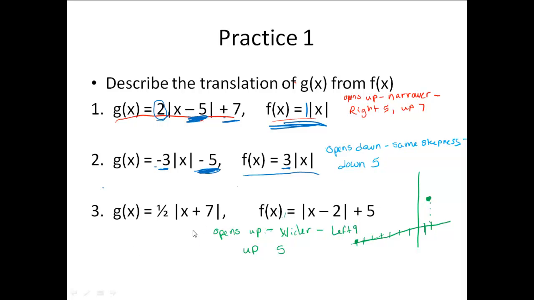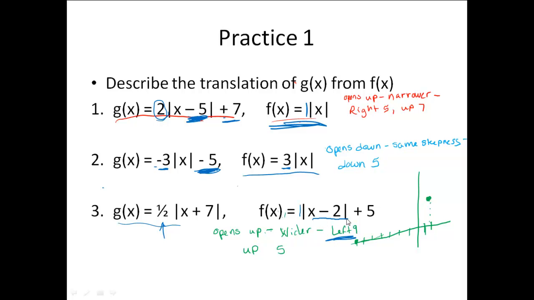Okay, and number 3 could have been pretty challenging. G of x is going to open up because a is positive. It's going to be wider than our f of x over here because we have a 1 there, and over here we have a 1/2, so it's a smaller number. Then we're going to move it left 9. You might be wondering where this 9 comes from.